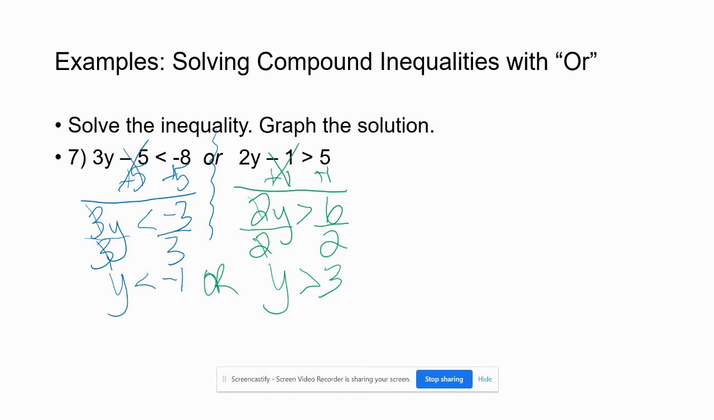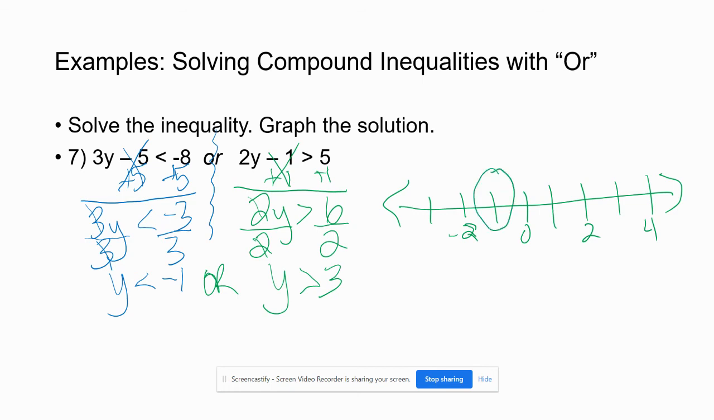So remember, OR problems, we have both answers on our graph. So at -1, we have an open circle because it's not equal to, less than is left towards -infinity. Y is greater than 3 is an open circle at 3. Greater than goes to the right towards +infinity. And again, they both go on the same graph because they're an OR problem.